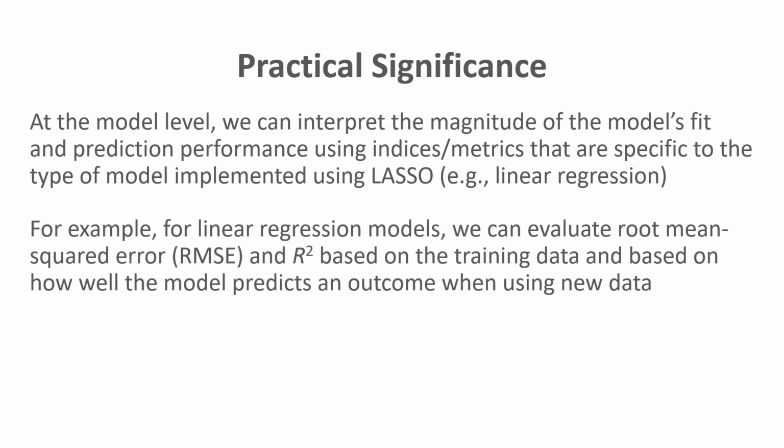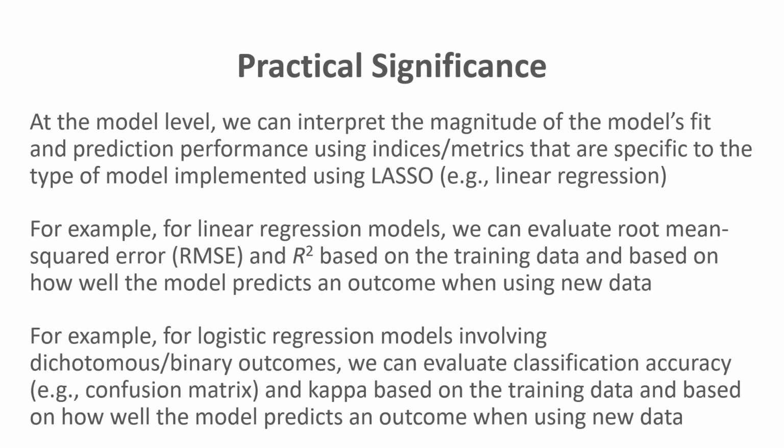So just to wrap things up a bit, here are the typical metrics that we use for linear regression models, the RMSE and R squared, as well as, when we're talking about logistic regression and generalized linear models more broadly, classification accuracy, which you'd find in the confusion matrix, as well as kappa, which you typically also get generated in the confusion matrix, are typical metrics that we would use in those contexts. So it really depends, again, on the specific type of model that you select with which to implement lasso regression.